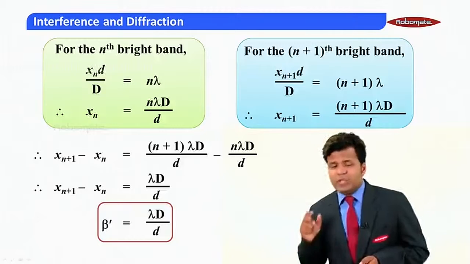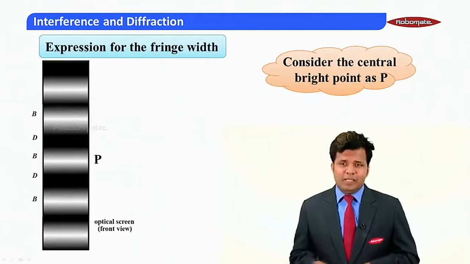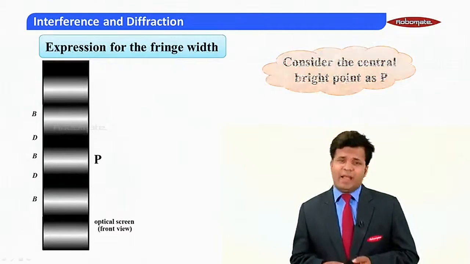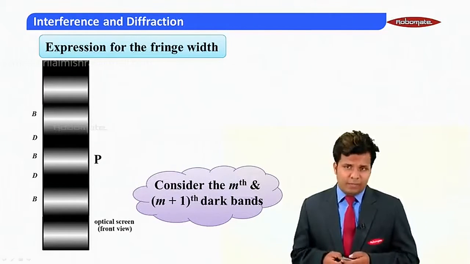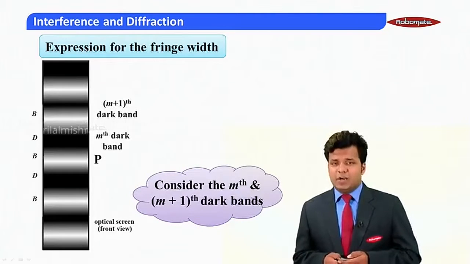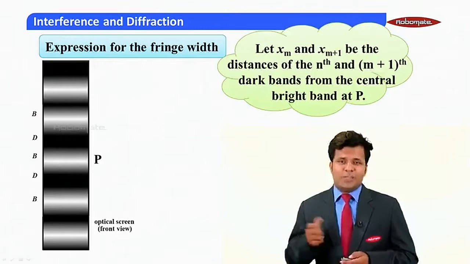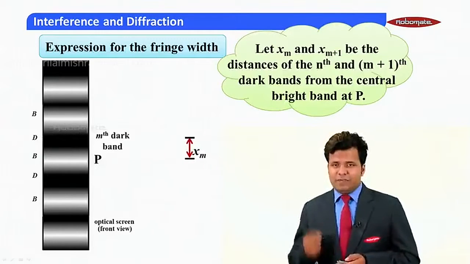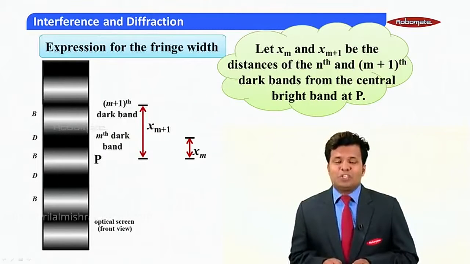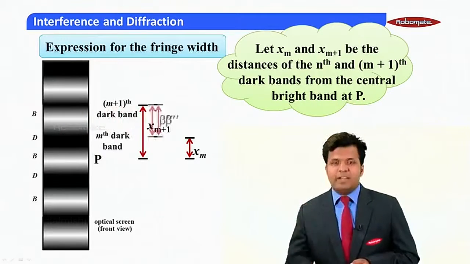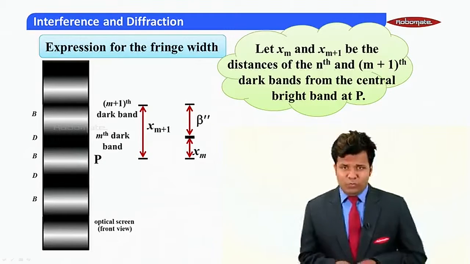In exactly a similar format, we can go for the dark band. So the diagram is the same. The point is the same. Point P is the CBB, that is, the central bright band. And we can say that there are the mth and m plus 1th dark bands available in the pattern. So the distances of the mth dark band and the m plus 1th dark band would be xm and xm plus 1 respectively, and the difference of these two would give me nothing but beta double dash. Beta dash was for a bright band and beta double dash would be for a dark band.